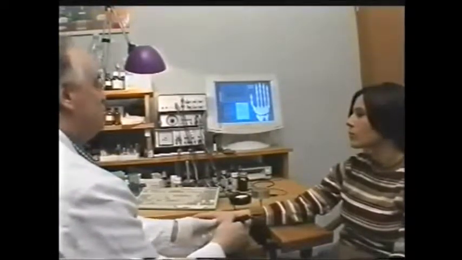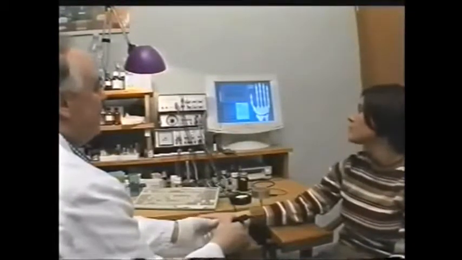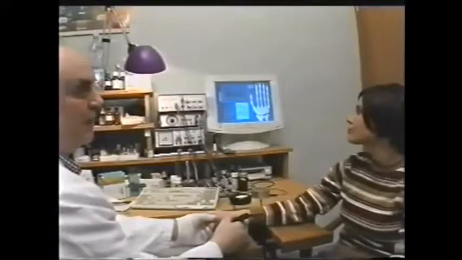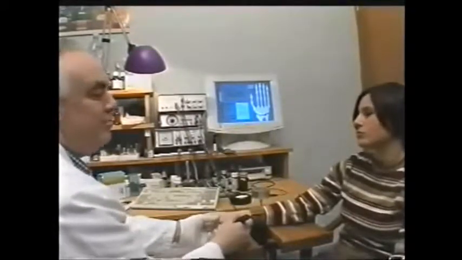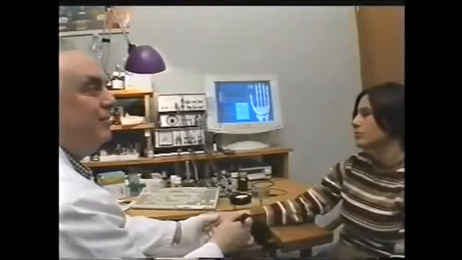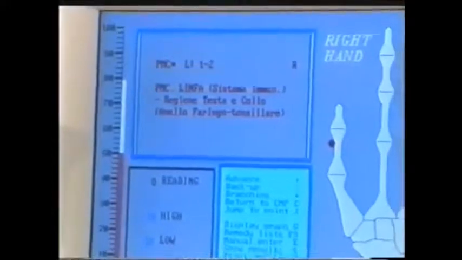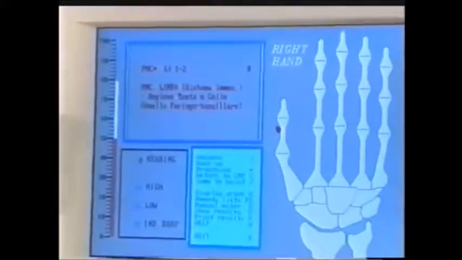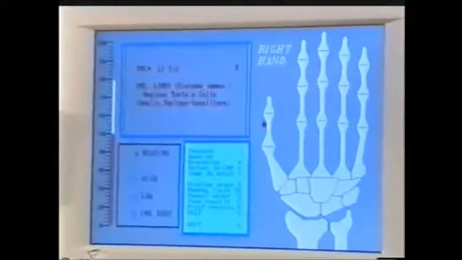If the values are higher than 50, they indicate an inflammatory reaction. If the values are lower than 50, they indicate degenerative phenomena. In short, if the white line appears, the meridian presents some anomaly. There is something wrong.